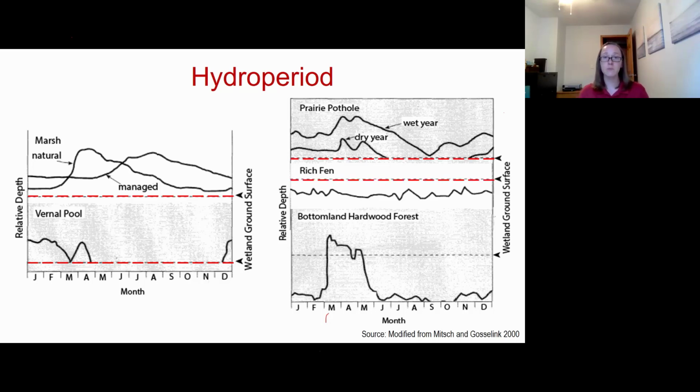And with the fen, you can see that the solid line is below the dashed line. This means in this particular fen, there wasn't standing water at any point during the year. Instead, there was just constant saturated conditions within the soil. And then finally, in the bottomland hardwood forest, which is a riparian type of wetland, you only really see standing water during wet springs as well as large storm events.